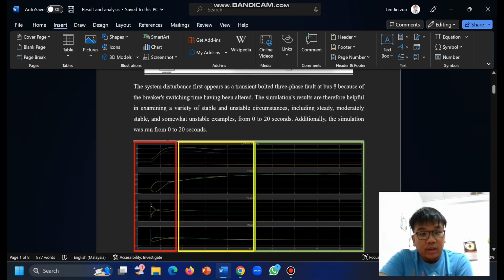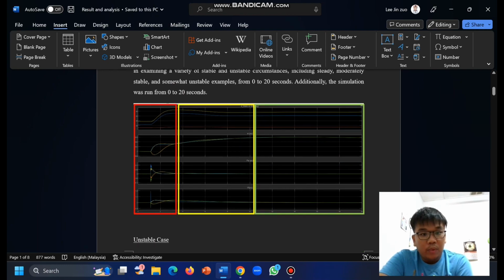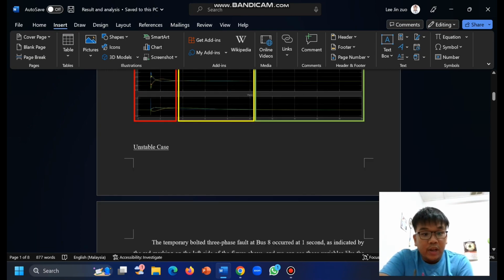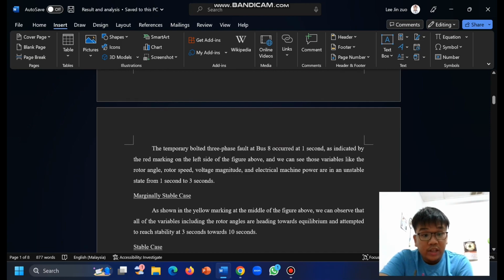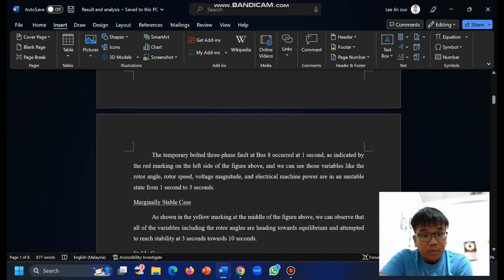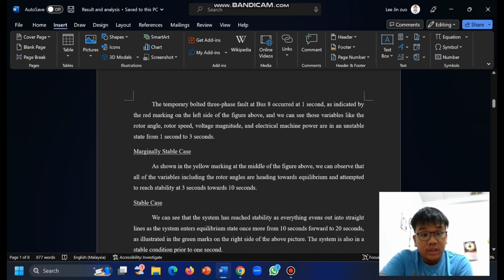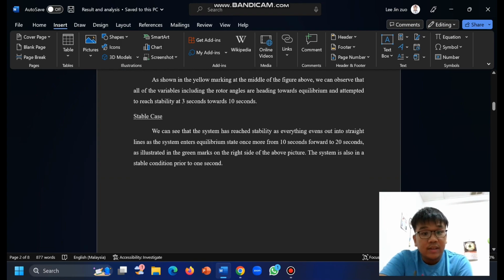So here is the graph we get from MATLAB, and the 3 color boxes indicate the 3 different states for the result. The first one is the unstable case, indicated by the red color, the next one is marginally stable, marked as the yellow color, and the last one is the green color, which is the stable case.